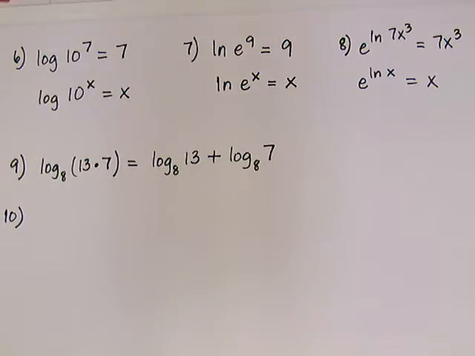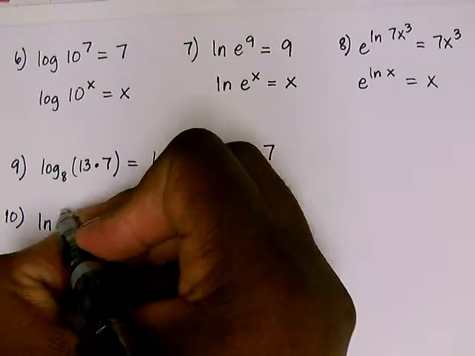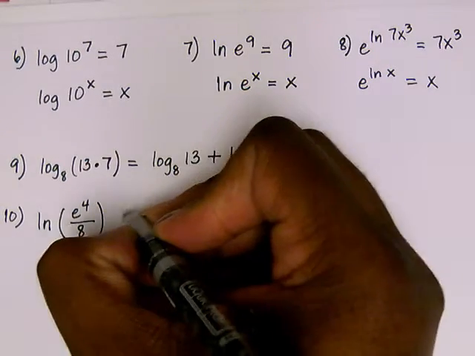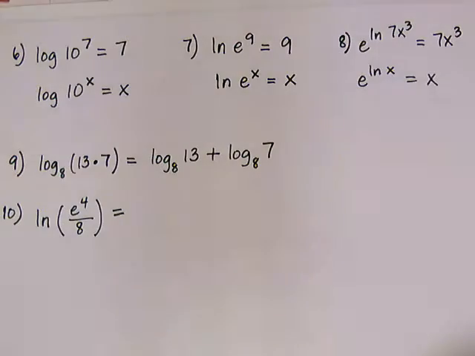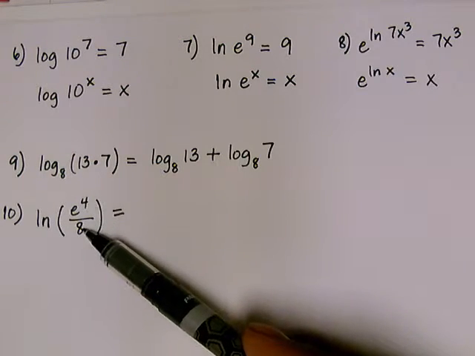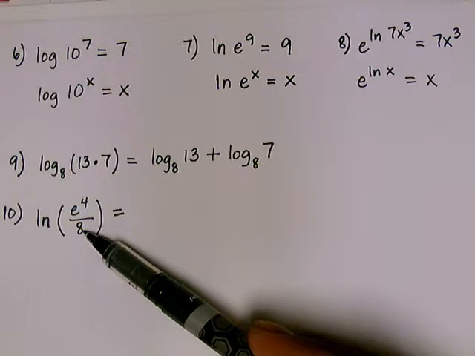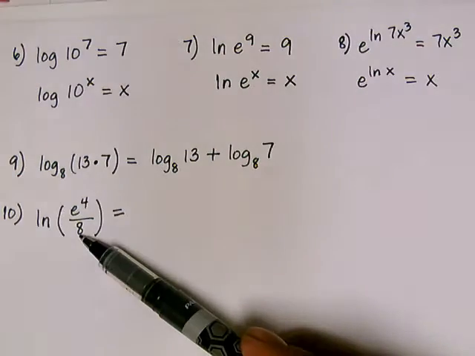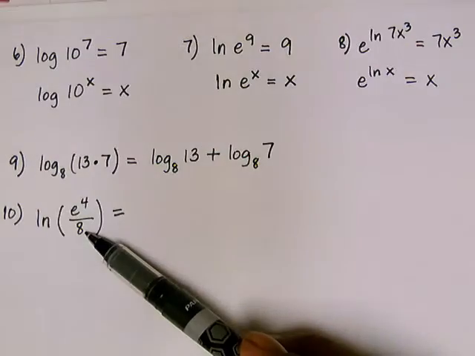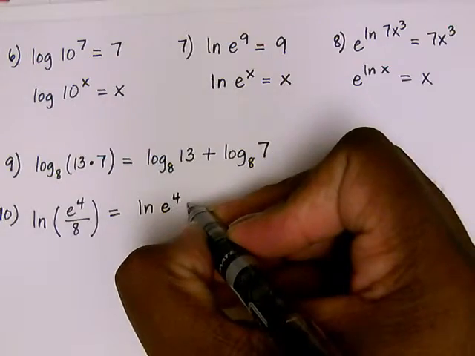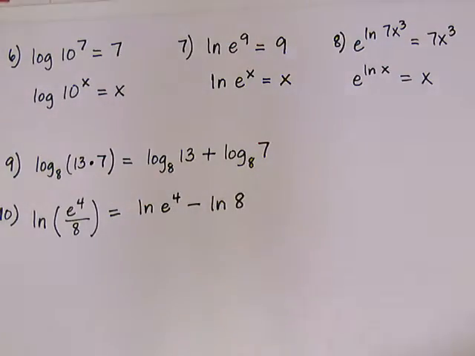Alright, number 10. We have ln of e to the 4th divided by 8. Notice we got the natural log of the quotient. So here we need to apply the quotient rule. Where you have the natural log of the quotient, we can expand that as the difference of their individual natural logarithms. So here, ln of e to the 4th divided by 8 would be ln of the numerator, e to the 4th, minus ln of your denominator, which is 8.